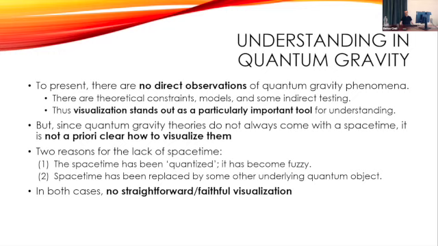Cataloging the different tools that we have in quantum gravity to gain understanding according to this notion of De Regt and Dieks. This is even more pressing because we don't have direct observations of quantum gravity phenomena, and we might not have them in the next few years. We do have theoretical constraints, models, and indirect testing, but visualization models stand out as a particularly important tool, though we might not always have visualization.